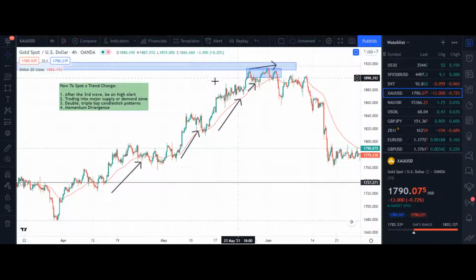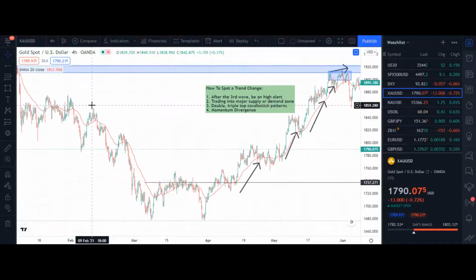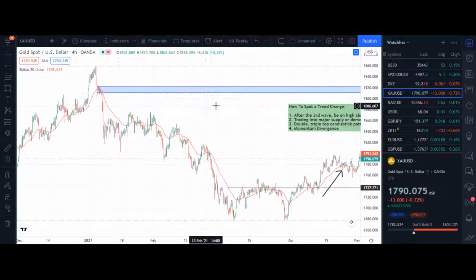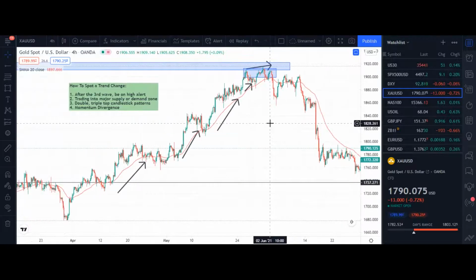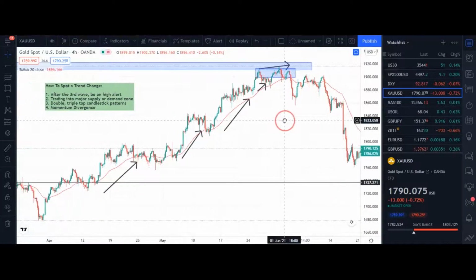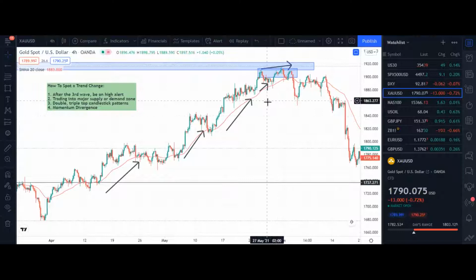We also know now that price hasn't tested this supply zone since January. Okay, so this is what we would call a fresh supply zone. So now we're just looking for patterns, something that will tell us that the trend is officially exhausted and we are now looking to short.